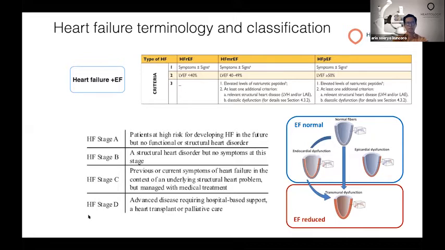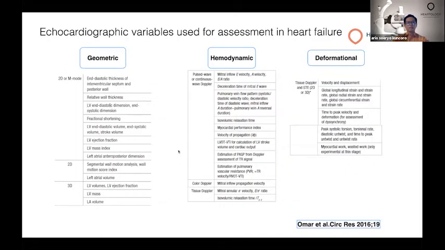And if we look at the grading or staging of heart failure based on the European society and the American society, they classify heart failure as A, B, C, and D, and those with structural disease with signs and symptoms of heart failure are considered stage C. Okay. So what possibly are the parameters that the echo can provide us in the assessment of heart failure?